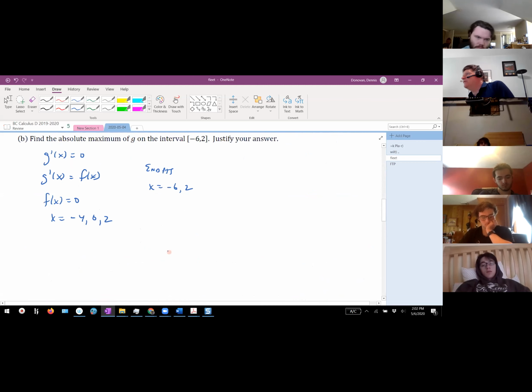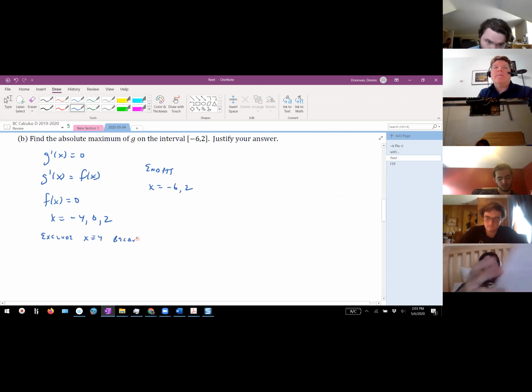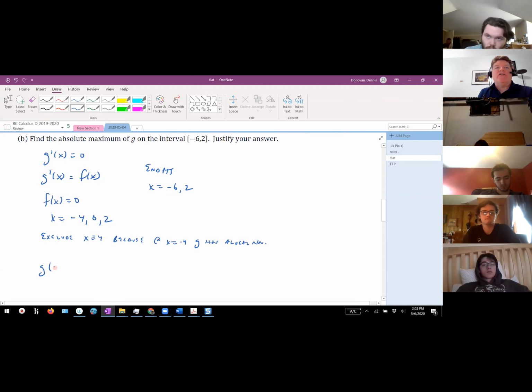It's the integral from 2 to 2, so it's not really that bad to check. So we can exclude x equals -4, because at x equals -4, g has a local min. So that leaves me with checking g of -6, g of 0, and g of 2.